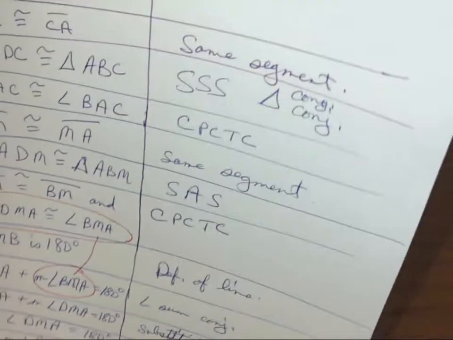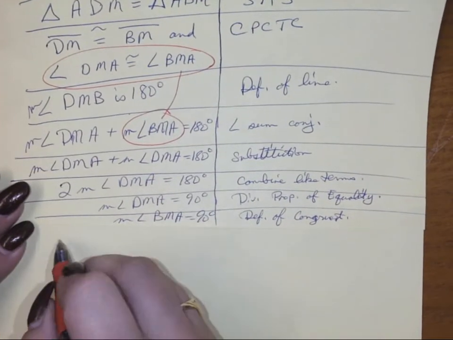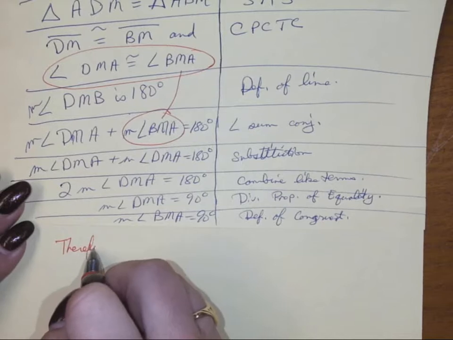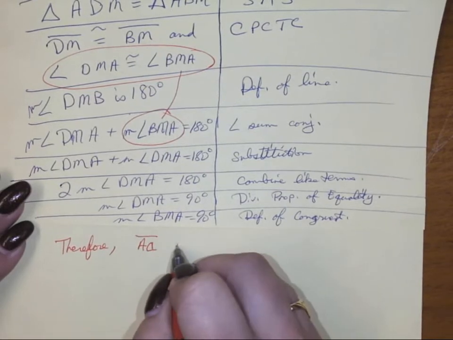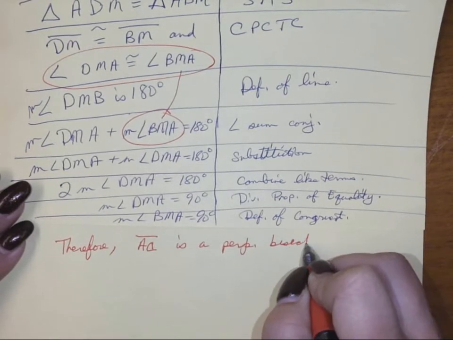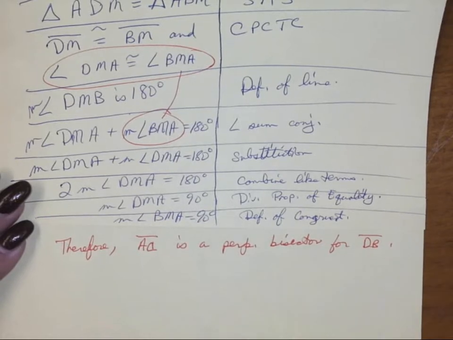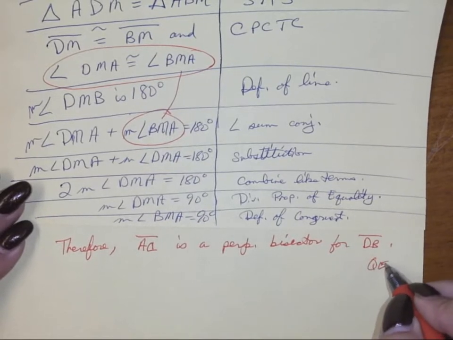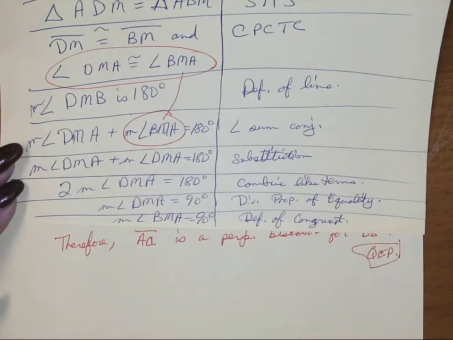Let me pick up another piece of paper. Therefore, AC is a perpendicular bisector for DB. And I'm going to throw in a quite eloquently done there because, oh my goodness, that took me a whole sheet of paper. There we got it.